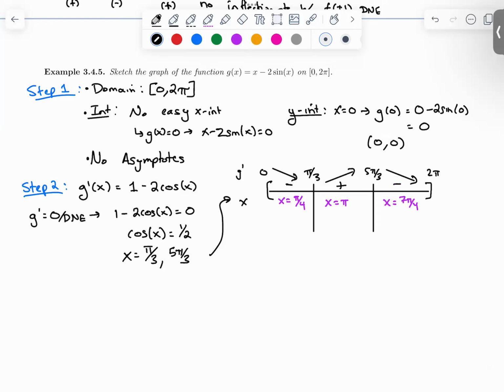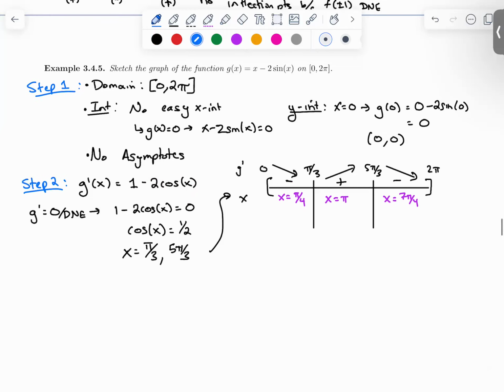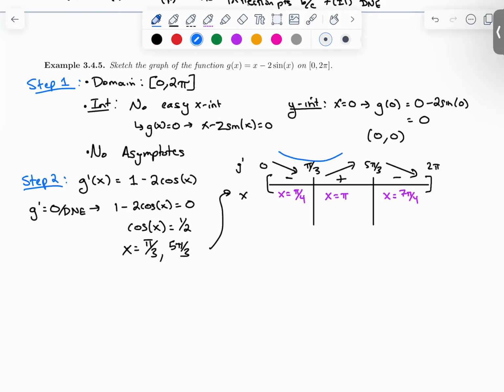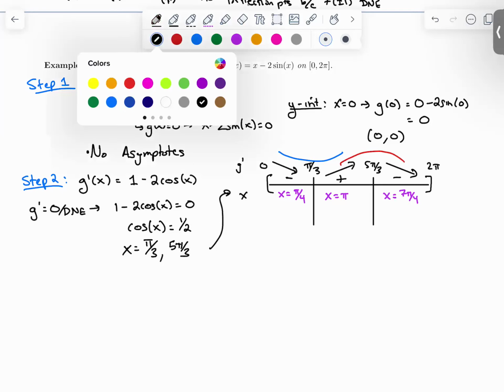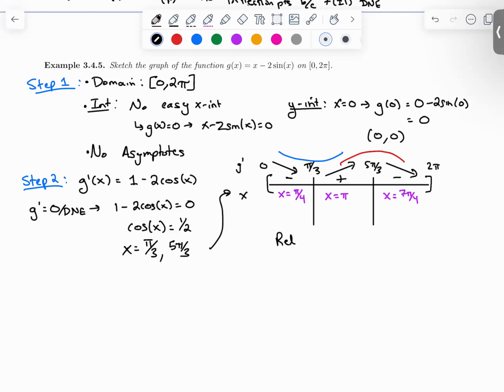So we have a relative min right here and a relative max at 5 pi over 3. And since we're going to be sketching this function, we need to know the locations. So as a relative max at x equals 5 pi over 3.